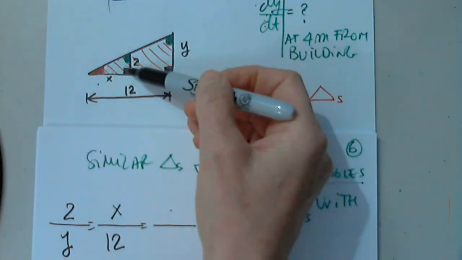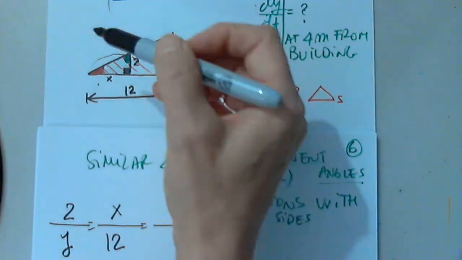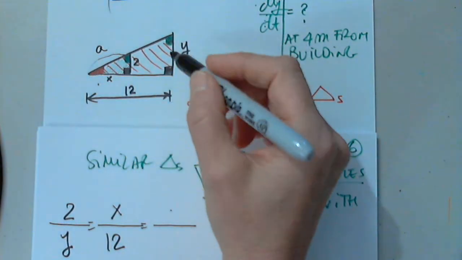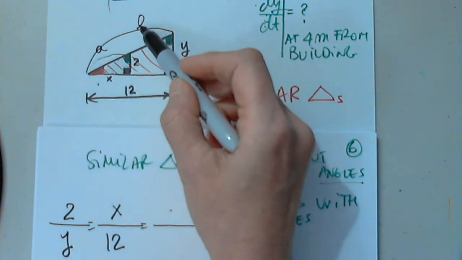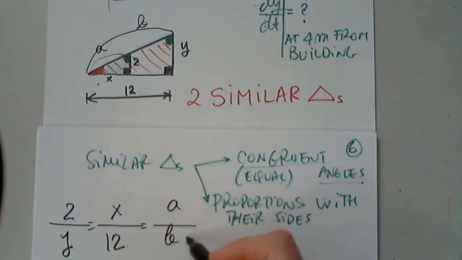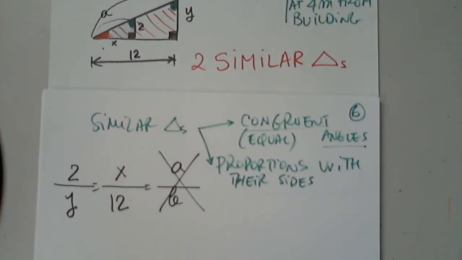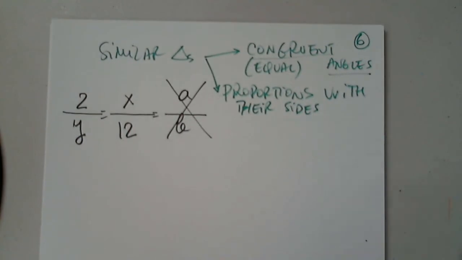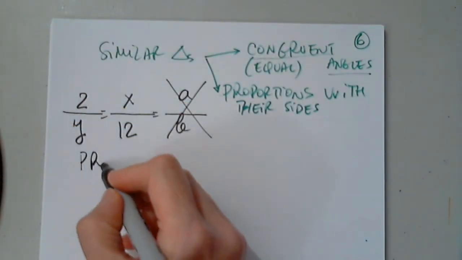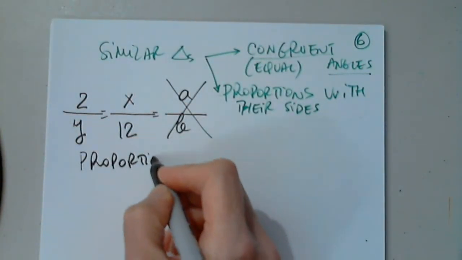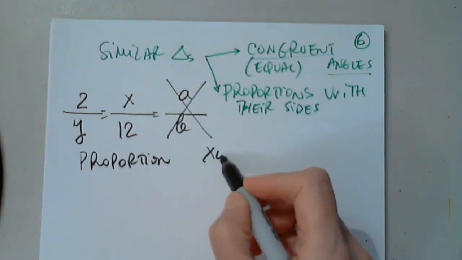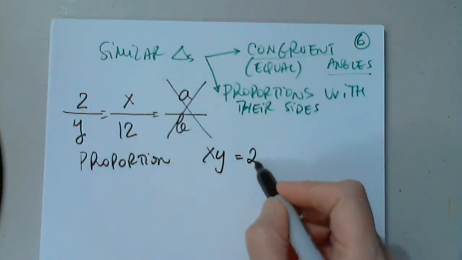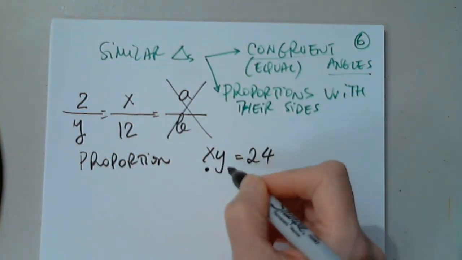Now I move on here. I know nothing about this. I'm just going to call it A. I move here. I know nothing about this. I'm going to call it B. A divided by B, but who cares? I don't know anything about it. This is my relationship. Cross multiply because it's a proportion. XY equals 24. X is a function of time.